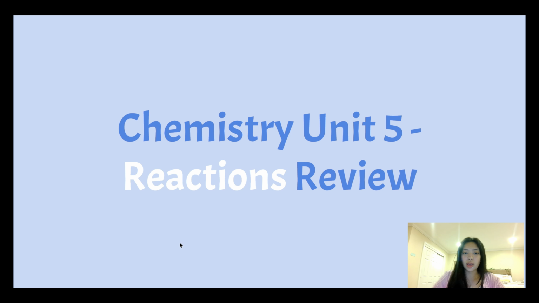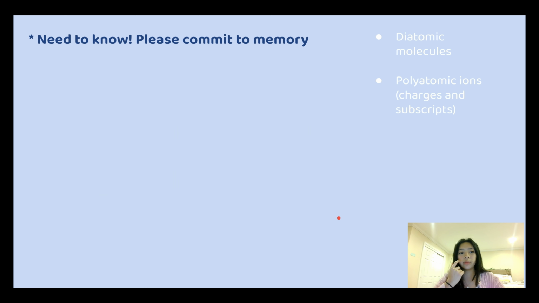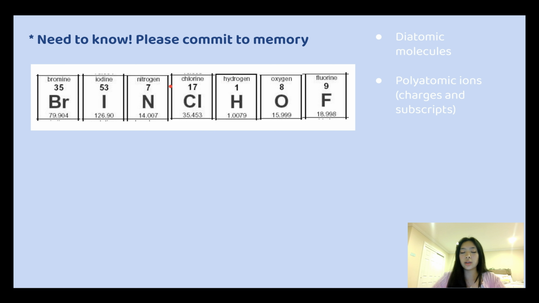Okay, so we're going to be doing a Chemistry Unit 5 reactions review. First up, here are some very important things that you must commit to memory. Please remember the diatomic molecules, which are Brinkelhoff. Diatomic molecules will appear in twos. So nitrogen, for example, will appear as N2. Oxygen will appear as O2. So when you're given an equation, always remember that Brinkelhoff, the diatomic molecules, will appear as N2, or O2, or Cl2, they'll just appear in twos.